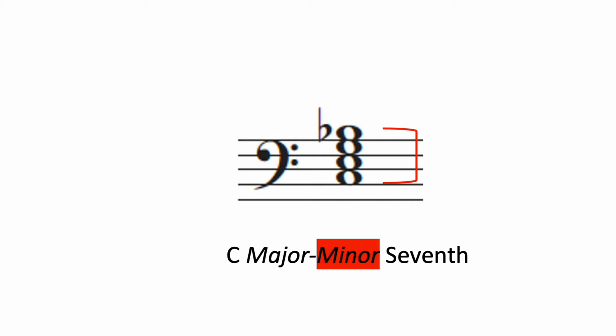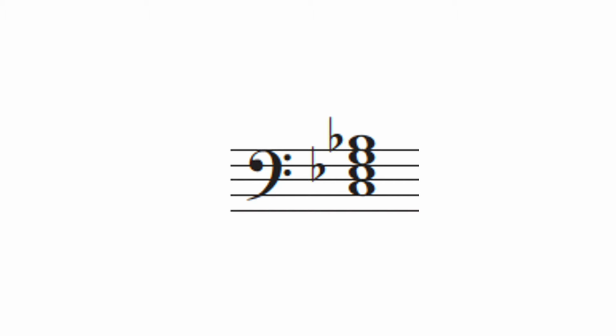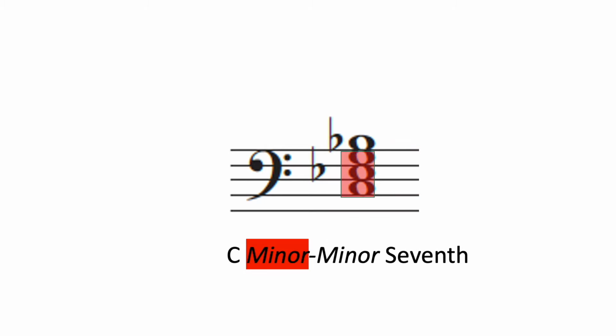Okay, here's another alteration. So what has happened here? Well, the triad itself has become a minor triad. This is the minor triad, with the minor seventh from before. So this would be known as a C minor minor seventh.